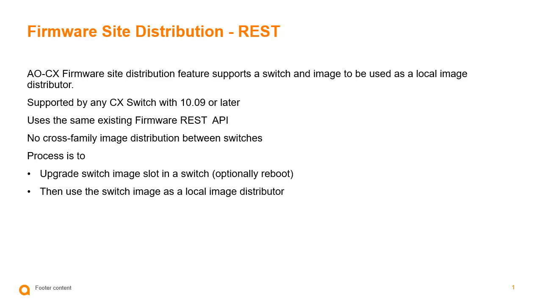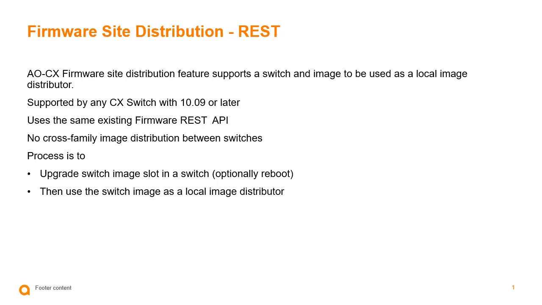So a couple of points to call out. No cross-family image distribution is supported. This means you cannot place a 6300 image on an 8325 switch and distribute to other 6300 switches from the 8325 switch. Makes perfect sense. The code will be rejected as you try and download it onto the 8325 switch in this instance. So there is a simple process to follow.